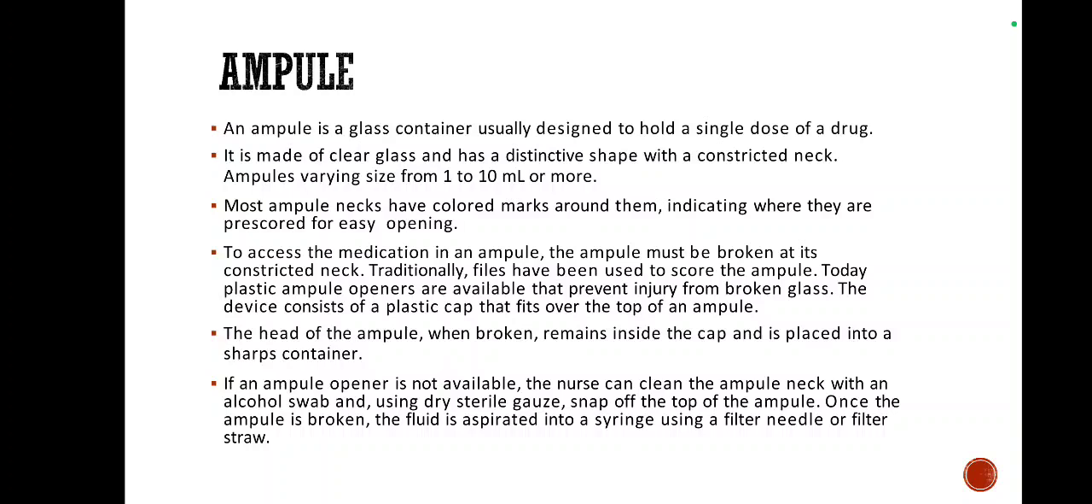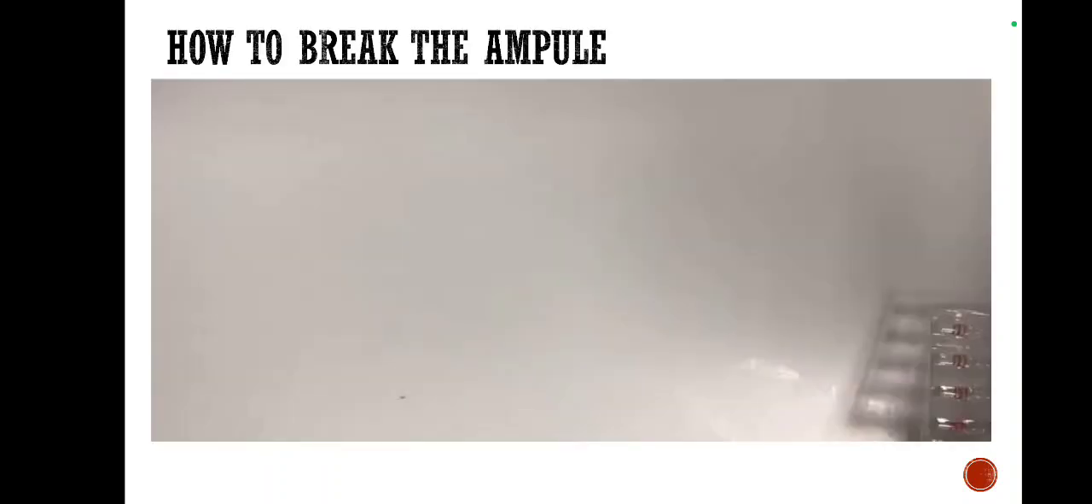If an ampule opener is not available, the nurse can clean the ampule neck with an alcohol swab and, using dry sterile gauze, snap off the top of the ampule. Once the ampule is broken, the fluid is aspirated into a syringe using a filter needle or filter straw so that any broken glass will not be included in the medication.